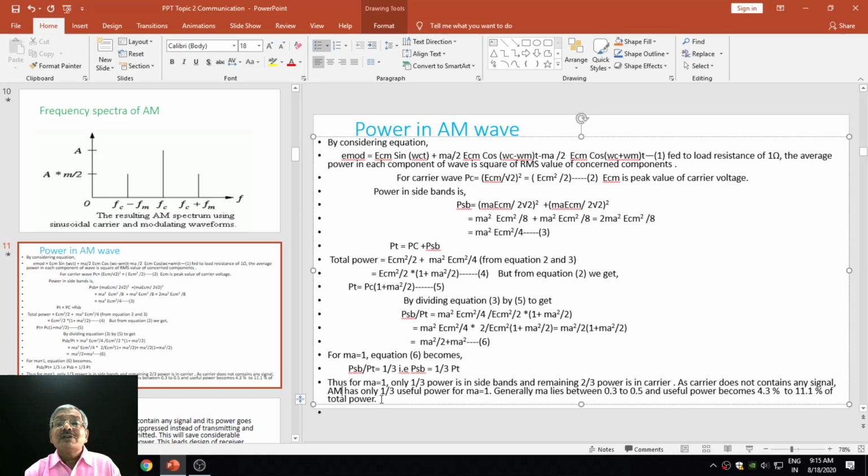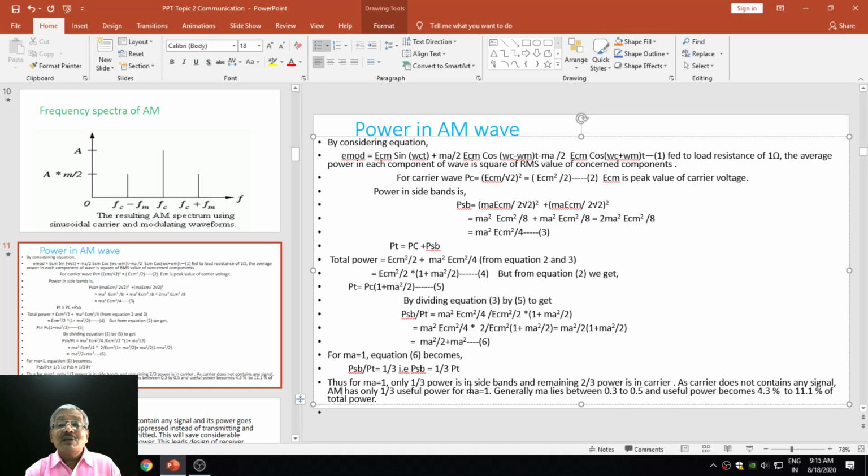Friends, this is how the power is distributed in the amplitude modulated wave. This power distribution plays a very vital role just to understand the concept of DSB and SSB, that is double sideband and single sideband.